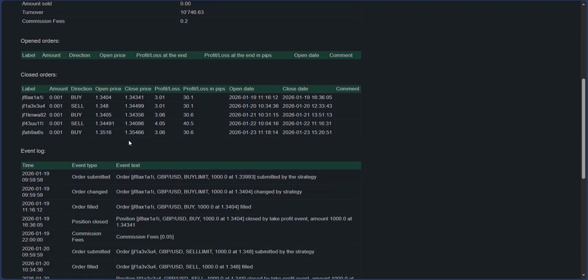And here are the orders. On Monday, 30 pips, 30.1 pips profit. Tuesday, 30.1 pips profit. Wednesday, 30.6 pips profit. On Thursday, 40.5 pips profit. And on Friday, 30.6 pips profit.